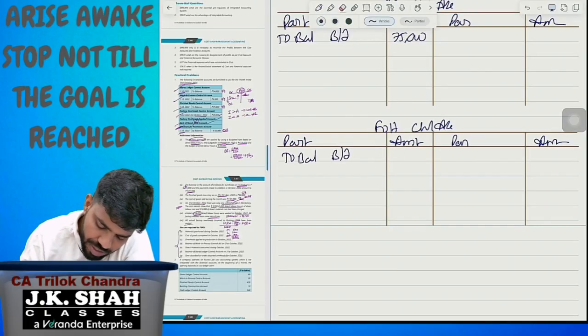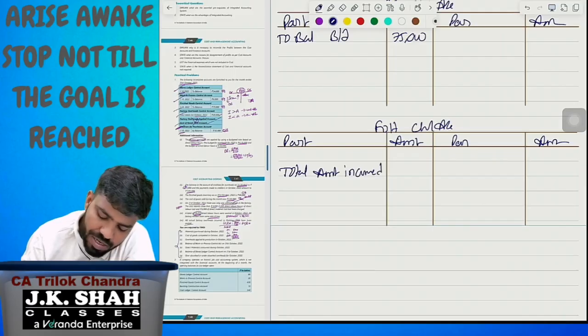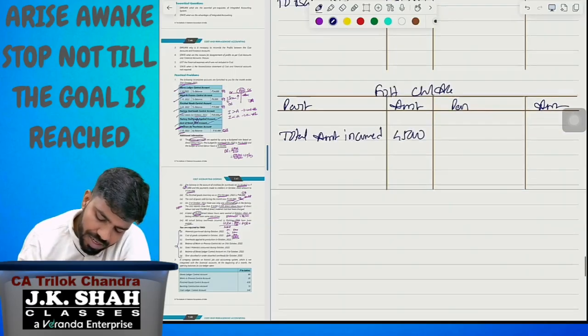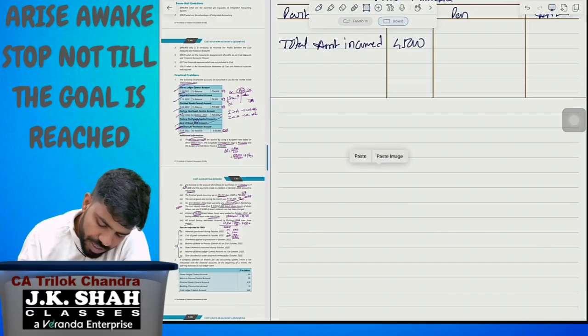It's not balance brought down. They give the total of debits, so I can write it as total amount incurred. They give total debits, nothing but the total amount incurred. How much is the amount incurred? 45,000. Now we need to open one more ledger for the creditors.